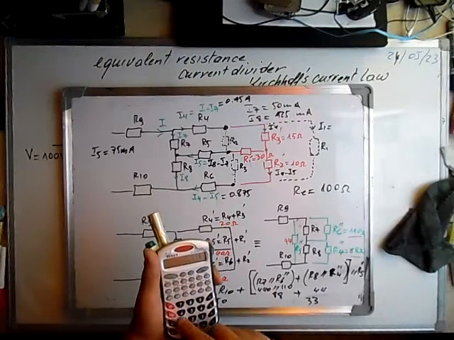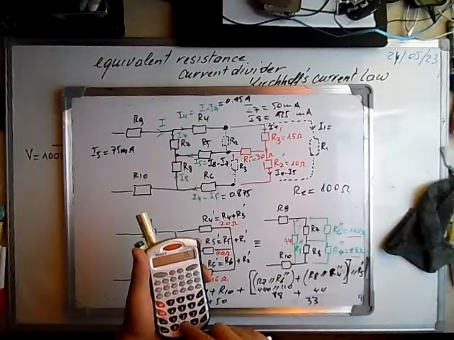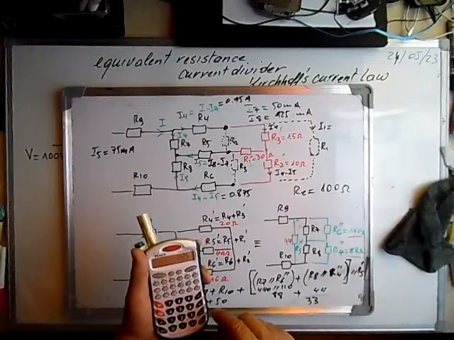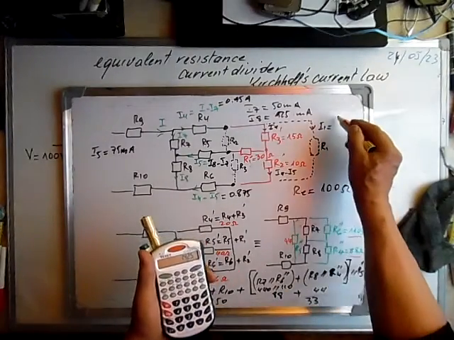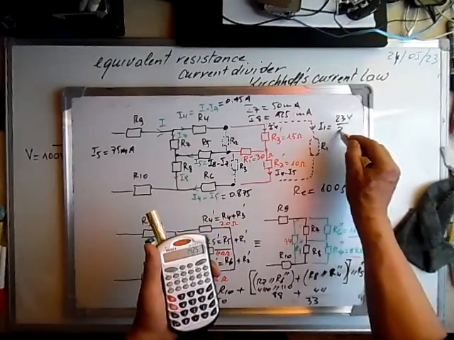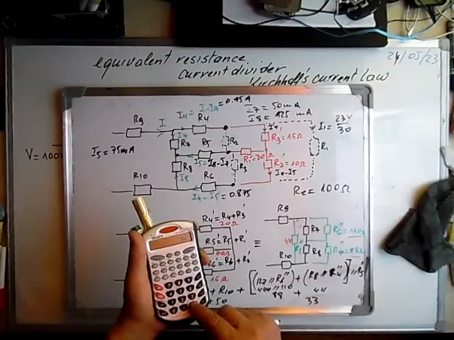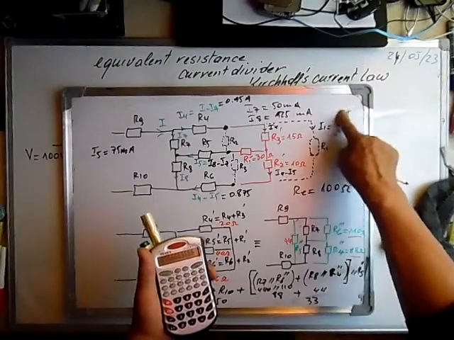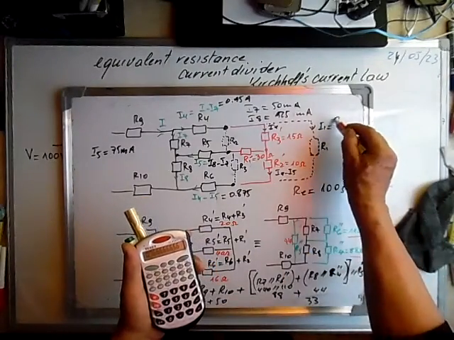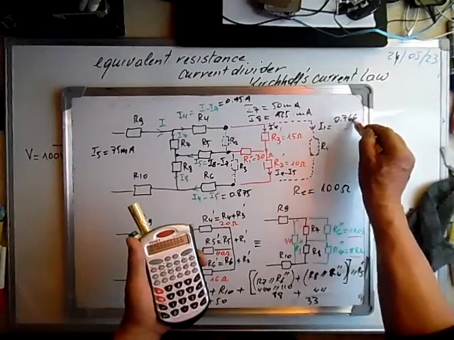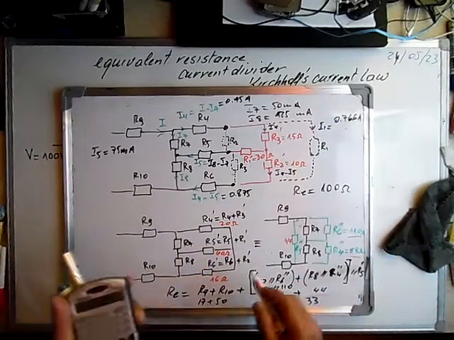Okay, 15 times 0.95. This is 23 volts over 30. 23 volts divided by 30, it's 0.766. 0.766 amps that flows in R1.